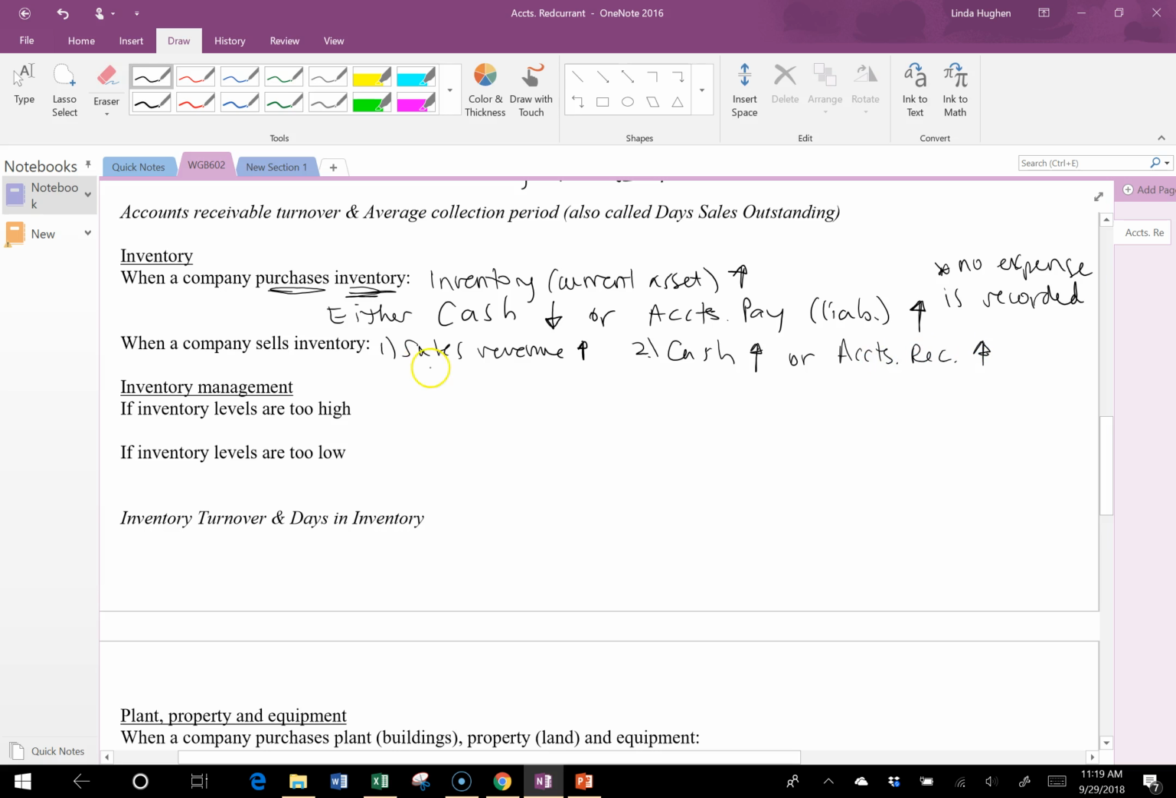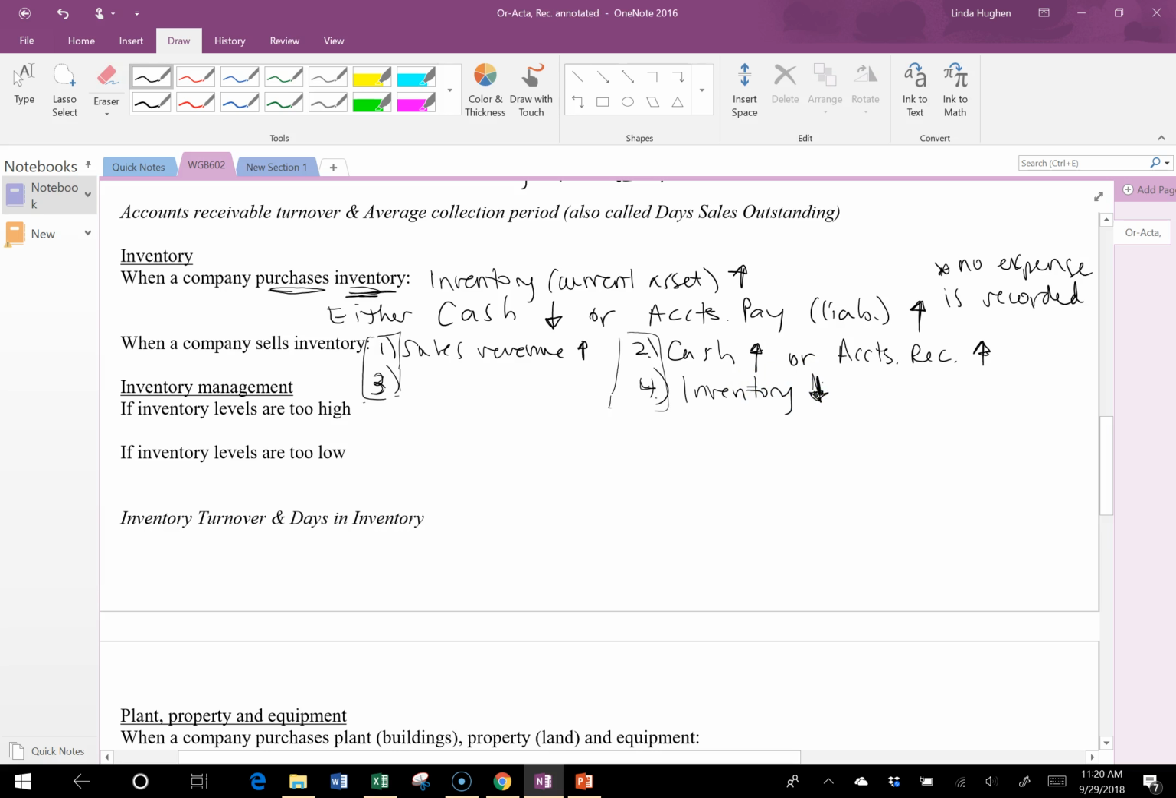But that's not all. When the company sells the inventory, it no longer has that inventory. So I'm going to write the inventory here next to the asset side. Here is going to be 1 and 2, 1 and 3 are going to show the income statement impact. 2 and 4 are going to show the balance sheet impact. So the company no longer has that inventory. Who has it? The customer has it. So inventory, the current asset inventory, is going to decrease.